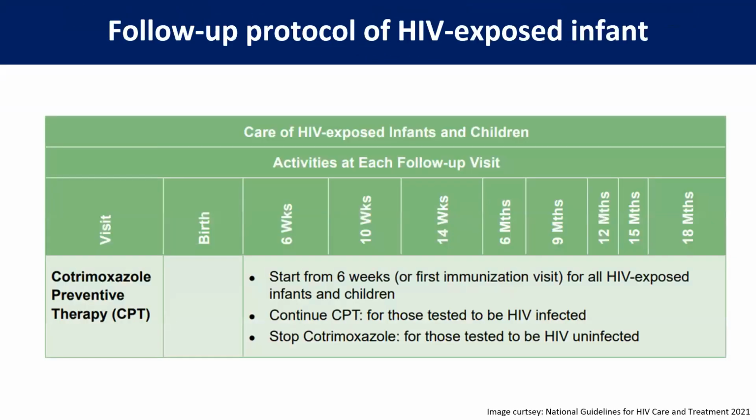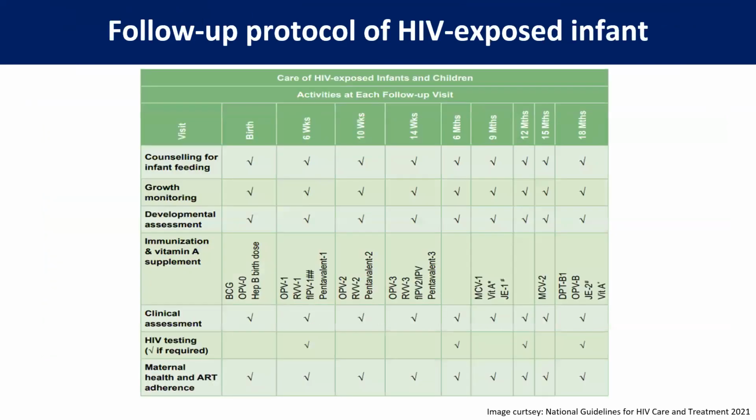Cotrimoxazole prophylaxis starts at 6 weeks of life and continues till HIV is confirmed or ruled out. If it is confirmed, continue till 5 years. If uninfected, you can stop it at that time. So these are the various follow-up protocols.